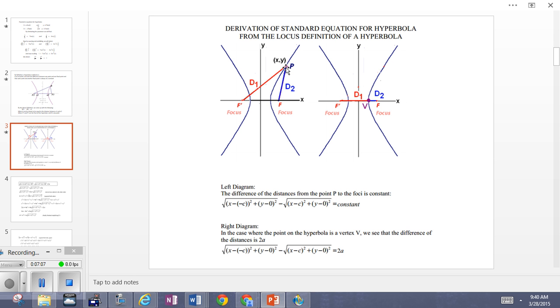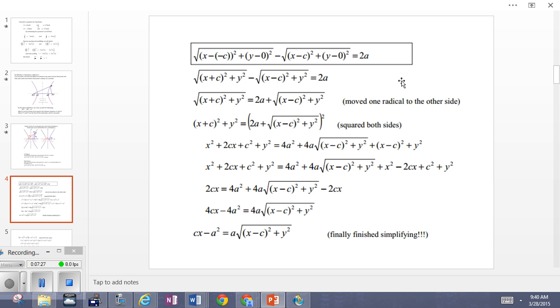So we're defining the difference between the distances from negative c comma 0 and from positive c comma 0 to xy. We write our distance formula down here and say that it's equal to a constant. We have since argued that that constant is twice a, and the procedure from here on out is going to be much the same as we did with the ellipse. With the ellipse, the sum of these two distances was equal to that constant 2a. Here we're looking at the difference of those two distances.